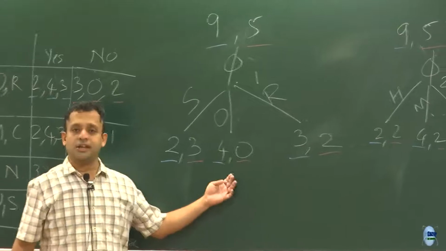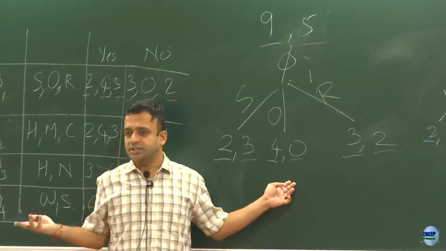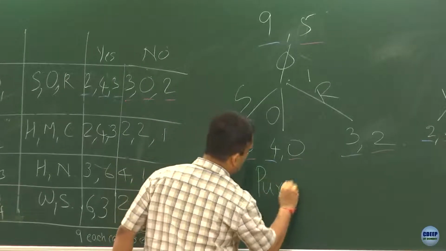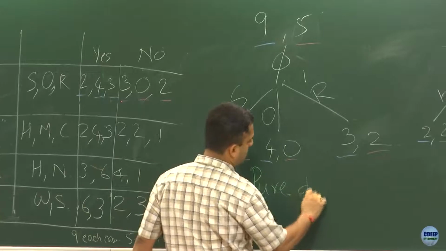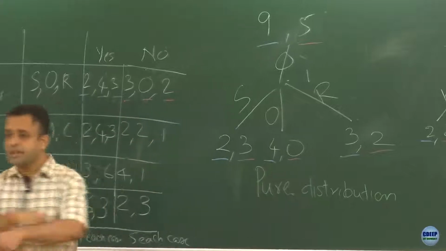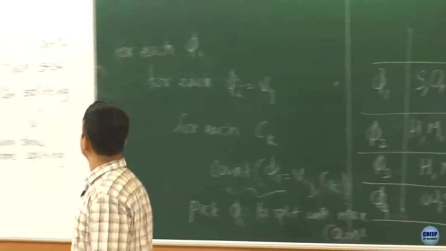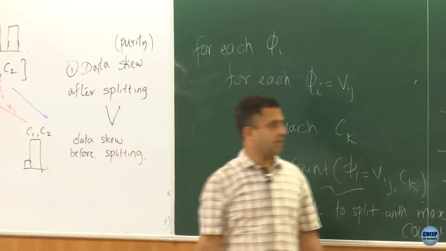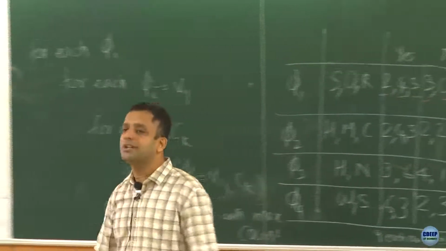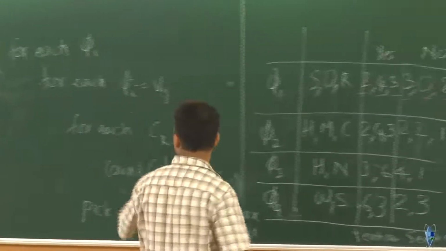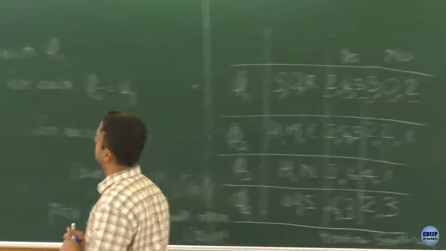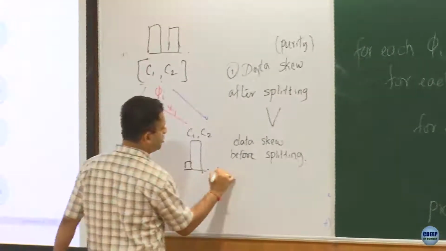Do you need to split further along this branch? This is a pure distribution, because 4 0 means everything belongs to one class. So you see, purity makes sense. The more pure you are already, the less the need to further split. That's the second observation: higher the purity, less the need to split.